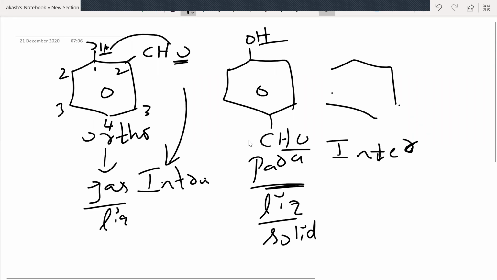That's the answer to this question. Obviously intermolecular hydrogen bonding is stronger than intramolecular hydrogen bonding. That's why they exist in solid state, but intramolecular hydrogen bonding is weak, and that's why they exist in liquid state. That's the answer to this question. Okay, understood?